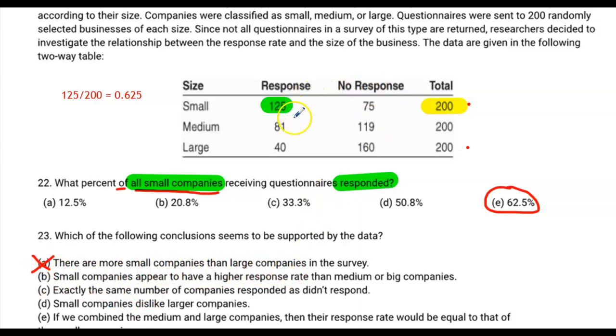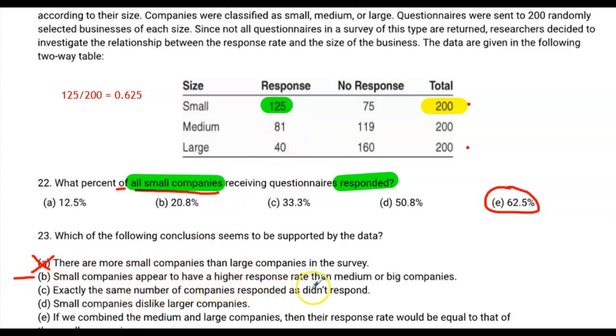Small companies appear to have a higher response rate than medium or big companies. Higher response rate, well, in order to figure that out, we could find the response rates for all of these. 125 divided by 200, that's 62.5, we already got it. 81 divided by 200, I don't know it off the top of my head, but it's got to be lower because it's the same denominator and it's a smaller numerator. So this one's definitely smaller, this one's definitely smaller. Small companies appear to have a higher response rate. Okay, that looks pretty good so far.